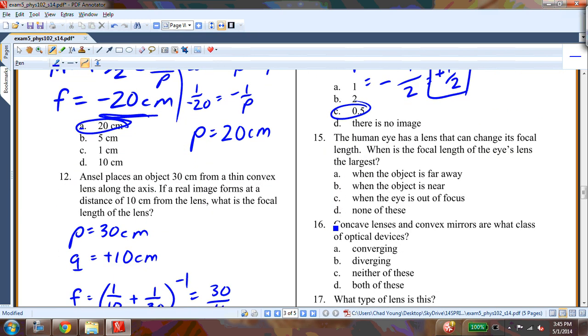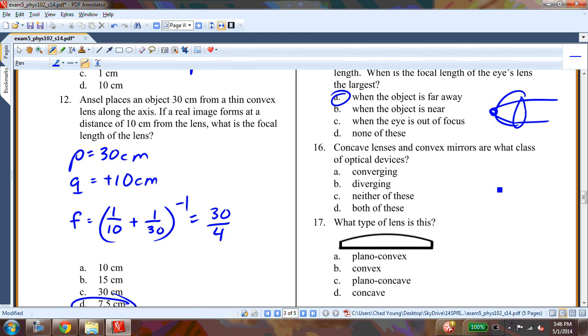The human eye has a lens that can change its focal length. What is the focal length of the eye's lens? It's the largest when the object is far away. All right, because when the object is far away, the rays are parallel and they focus at the back of the retina. That's the largest that your lens will ever get when your object is very, very far away.